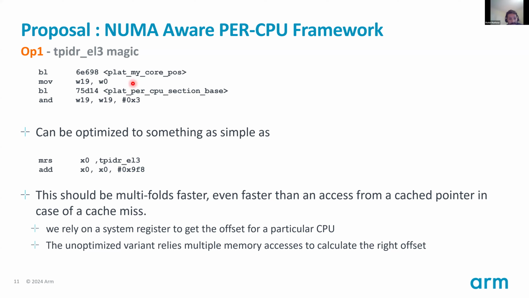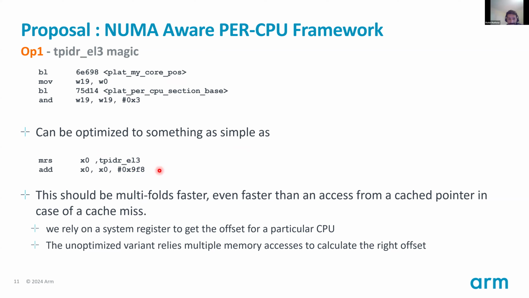We can optimize this to something as simple as this. So the idea is that TPIDREL3 would store the offset. Since it's a system register and therefore every CPU, the idea is that TPIDREL3 stores the offset for a particular CPU. So we don't have to get the base and then compute the offset for a CPU, but rather we have TPIDREL3 itself pointing to that offset. And it's just a matter of adding that offset for the particular variable. So every CPU would have all its variables stacked in position, and so it's just adding that offset. So it's just two operations. It's as fast as it can be.